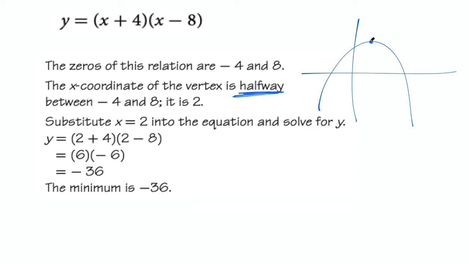Where the vertex is the only point that has one y value, but for any other point you choose, there will also be another point directly across from it that has the same y value, except the vertex, okay?